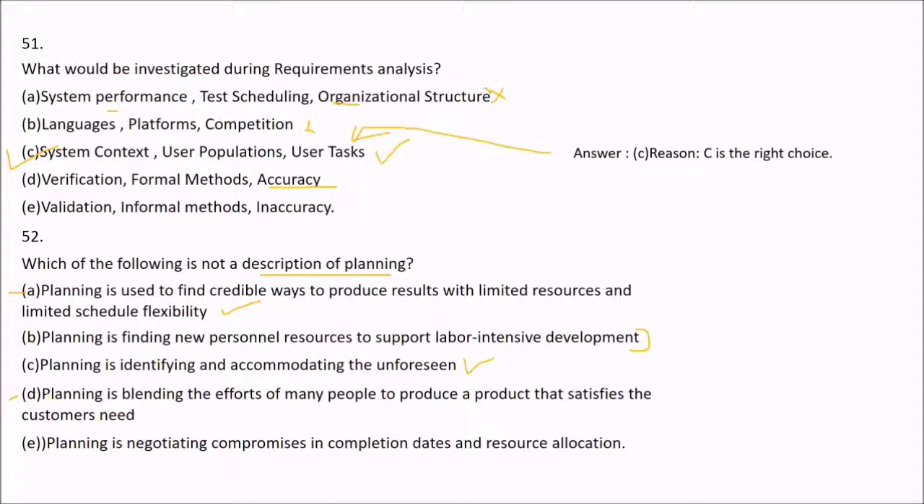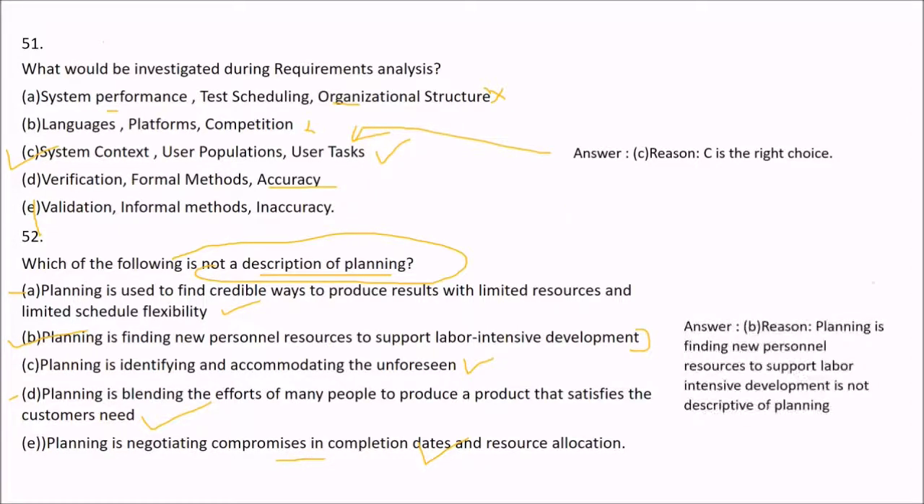Planning is blending the efforts of many people to produce a product that satisfies the customer need. Yes. Planning is negotiating compromises in completion dates and resource allocation. So planning is negotiating compromises. So this is also correct. So I think the answer is B. Planning is finding new personal resources to support labor intensive development. This is not a description of planning. This is B.